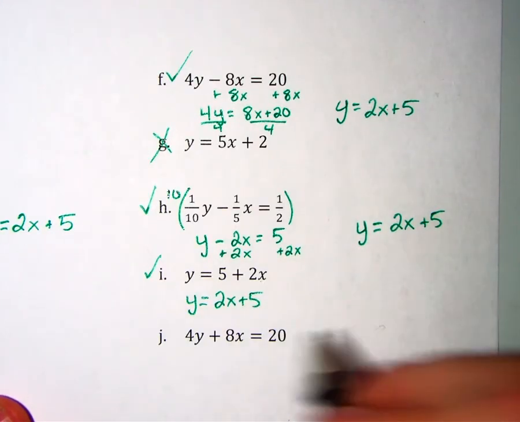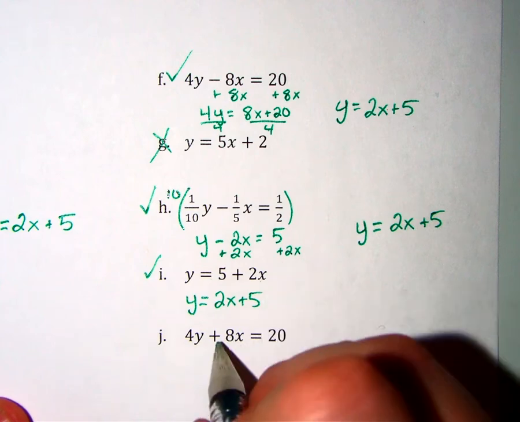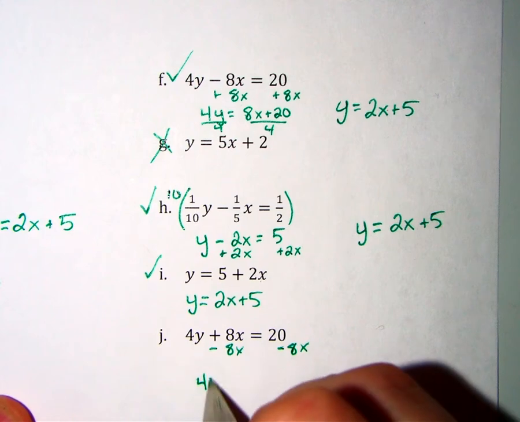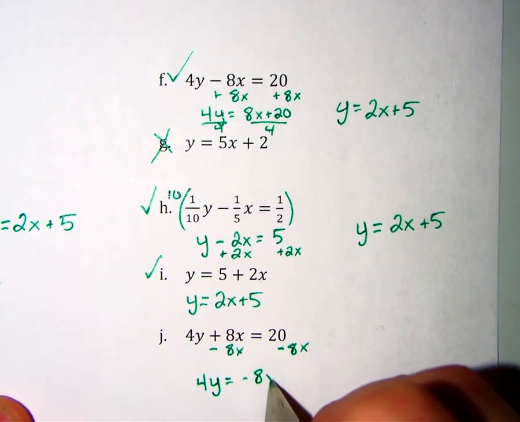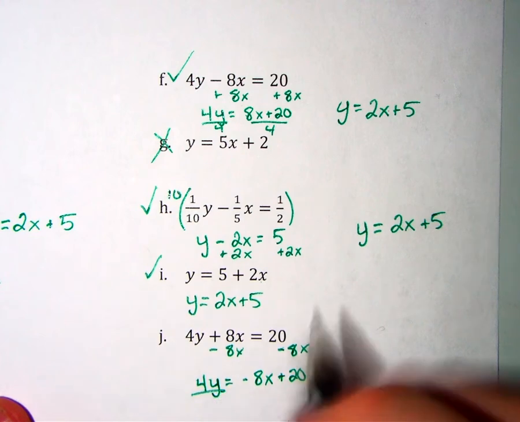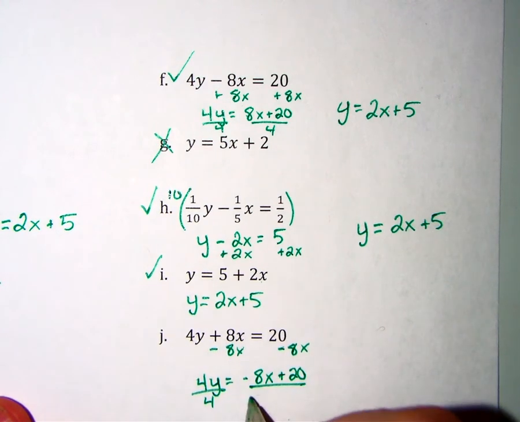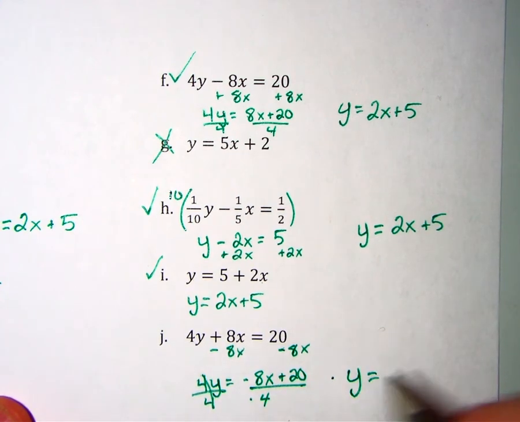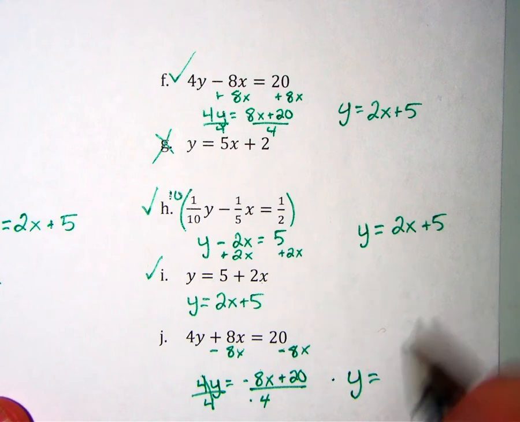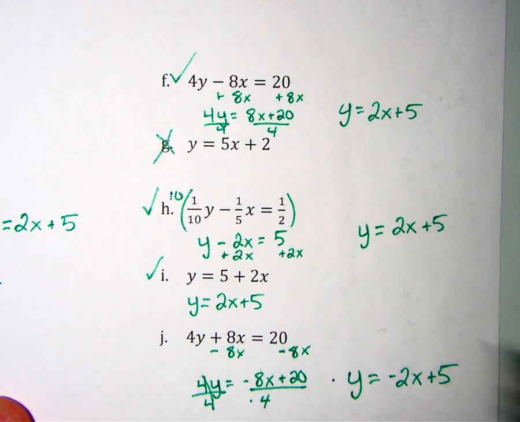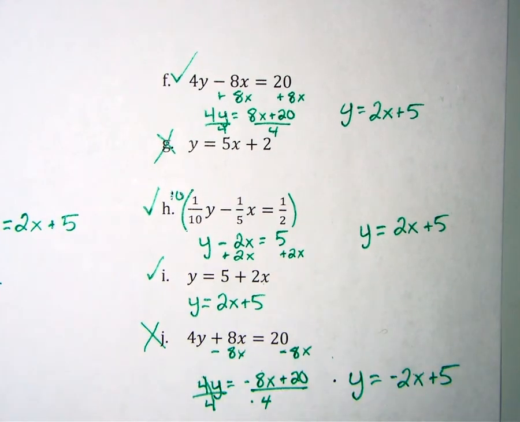And then finally, J, we want to isolate for the variable y, so we're going to subtract 8x. 4y is equal to negative 8x plus 20. Should be already able to tell that we're going to end up with a negative slope, because when I divide by a positive number, that's going to remain negative, but let's go ahead and finish it. So 4 over 4 simplifies, and we're left with y equals negative 8 divided by 4, which is negative 2x plus 5, and that does not match.